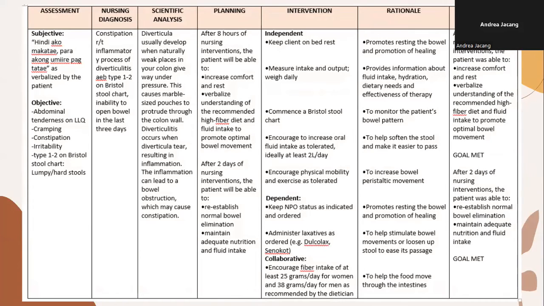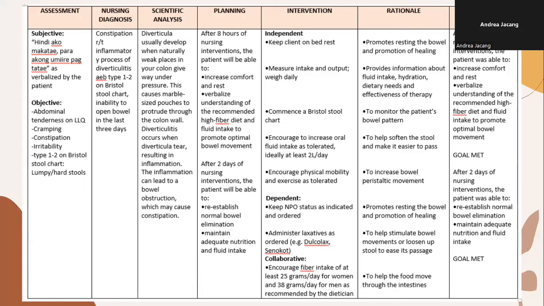For the second nursing diagnosis, we have constipation related to inflammatory process of diverticulitis as evidenced by type 1 to 2 on Bristol stool chart, and inability to open bowel in the last 3 days. For the independent nursing interventions, keep the client on bed rest to promote resting the bowel and promotion of healing, and measure intake and output, and weigh the patient daily. This provides information about fluid intake, hydration, dietary needs, and effectiveness of therapy. And commence a Bristol stool chart to monitor the patient's bowel pattern.